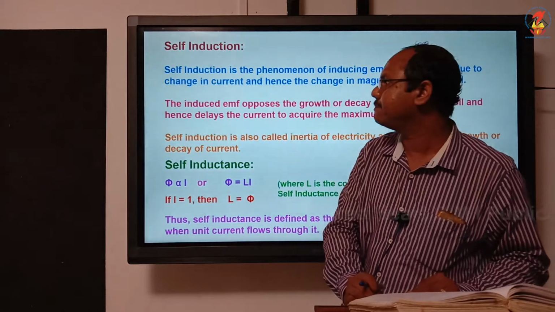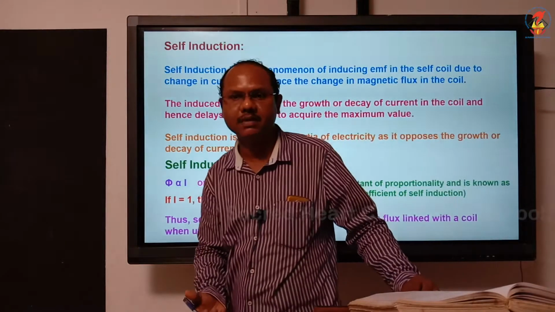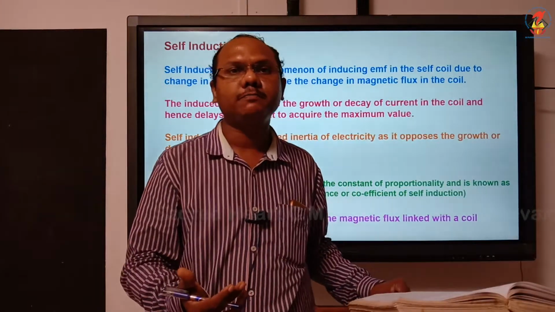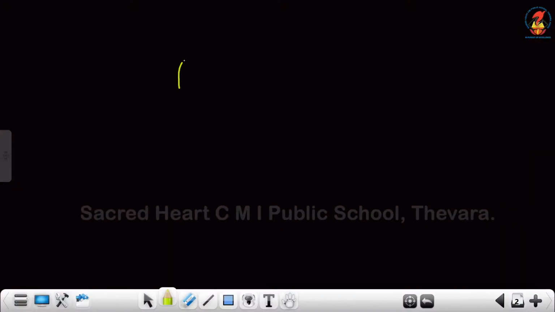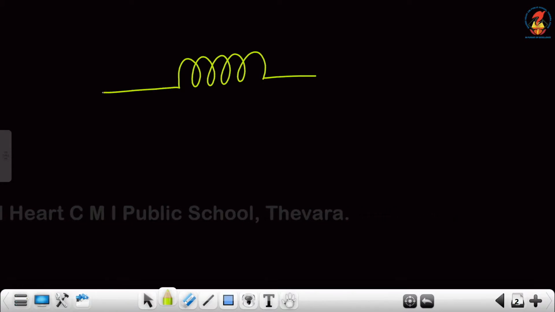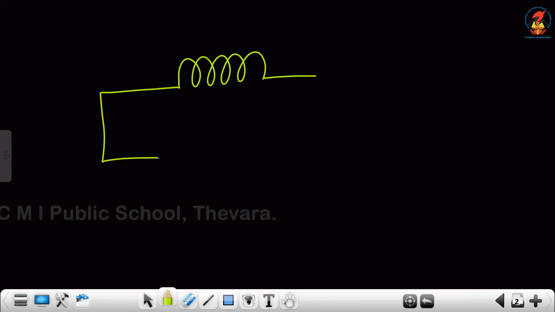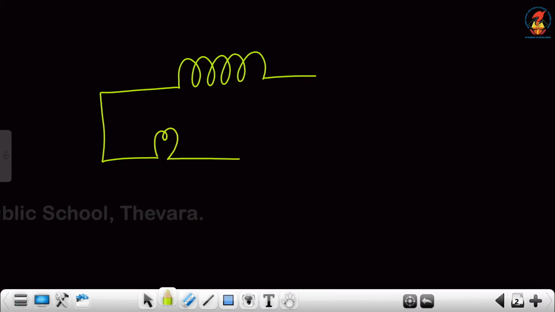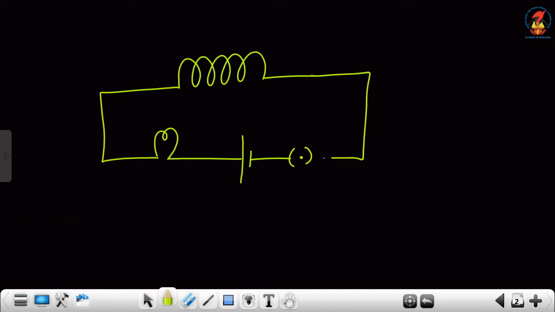So think like this. I'll give you an example. Suppose we just connect a solenoid to a bulb with the help of a battery and a key. So this is our bulb, this is solenoid, this is the battery, and this is key.